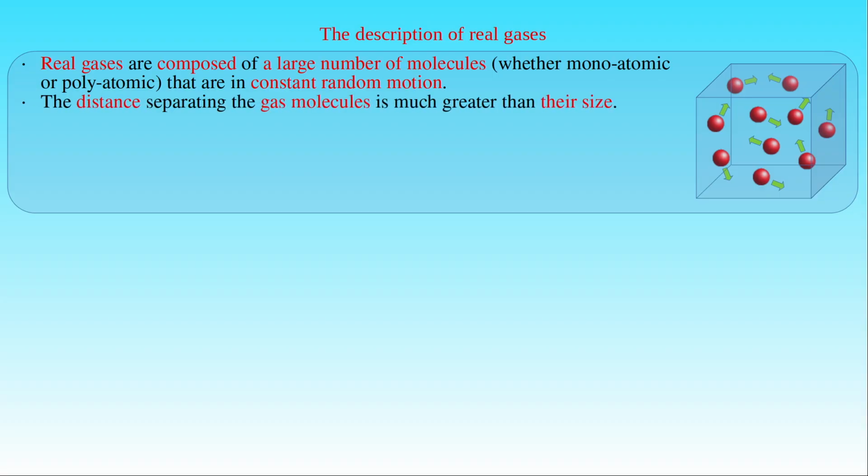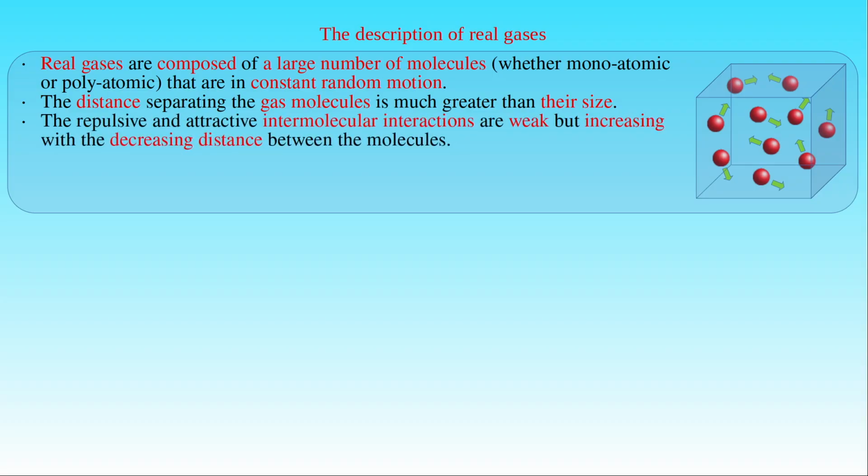Although they are not point-like particles and have a finite size and volume, molecules are still small enough to be able to move about fairly freely in space. There also exist repulsive and attractive intermolecular interactions in a real gas that are weak but increasing with the decreasing distance between the molecules. Since the gas particles are separated rather far from each other, they interact only very weakly.